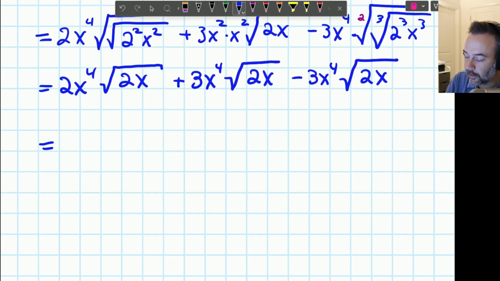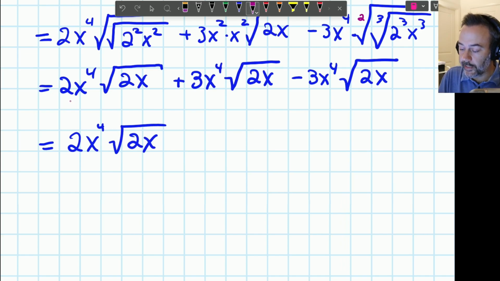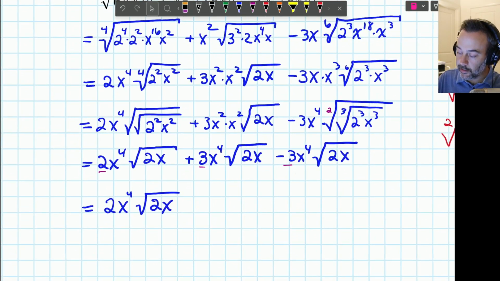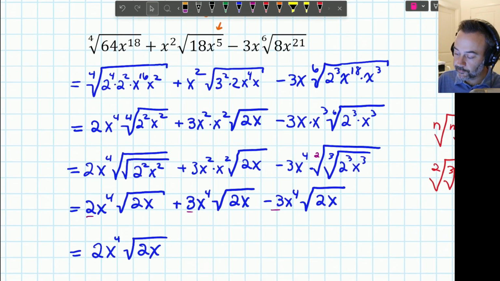And you will see I have the same variable part in all these. So I have 2 plus 3 minus 3 is 2. So I have 2x to the 4th square root of 2x, because I just added the coefficients, 2 plus 3 minus 3. And I am done. That is all there is to it.